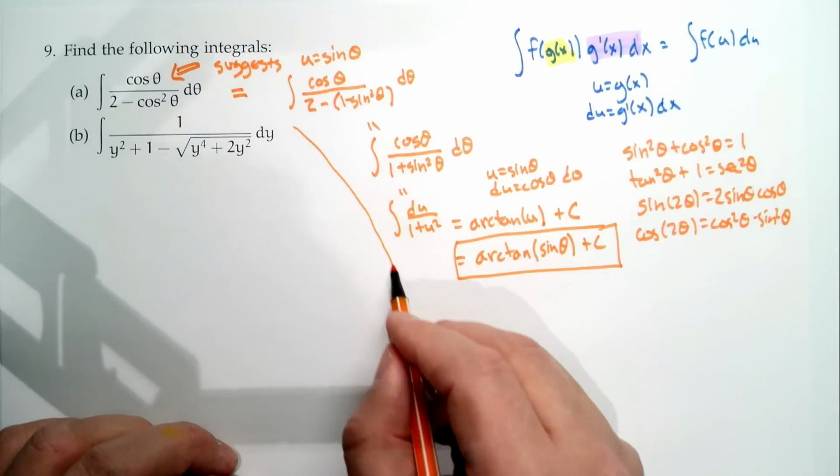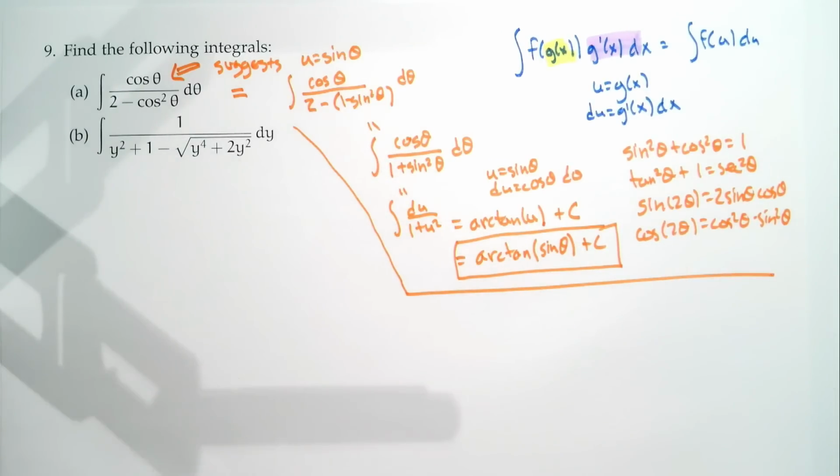All right. So there's the first piece, leaving us not a whole lot of room for part 2. Okay, so now part 2. Find the integral of 1 over y squared plus 1 minus the square root of y to the 4th plus 2y squared dy. This one's more challenging.